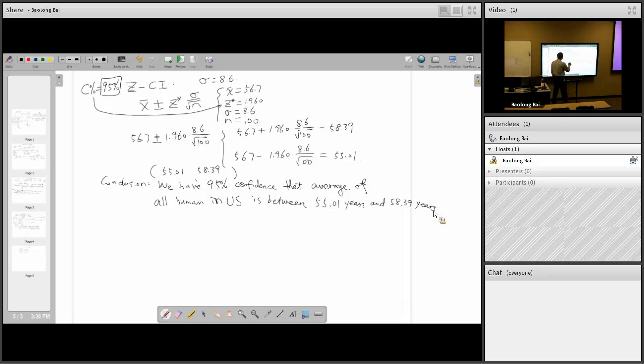So here we use confidence. What does that 95% confidence mean? Some people like to use the word chance or probability.